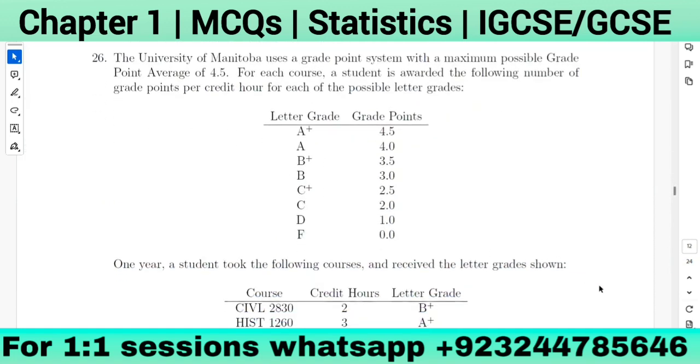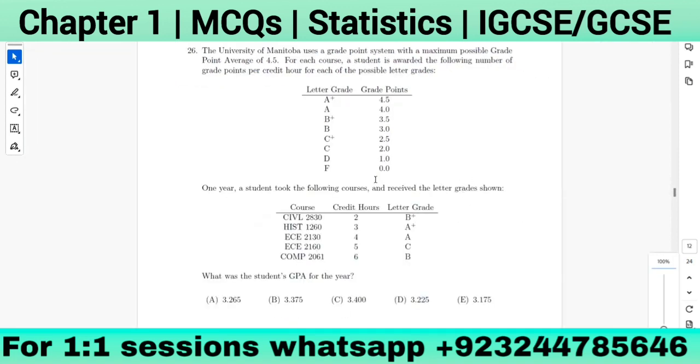The University of Manitoba uses a grade point system with a maximum possible grade point average of 4.5. For each course, a student is awarded the following number of grade points per credit hour for each of the following letter grades. This was very easy. We did it in the last class too. In one year, a student took the following courses and received letter grades. So for B plus, what is the grade?